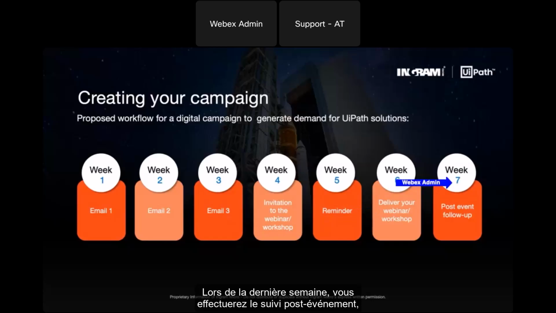And on the last week, you are going to perform all the follow-up post event, right? The emails, the calling, everything that we just mentioned. So the idea is that your campaign is going to look something like this.